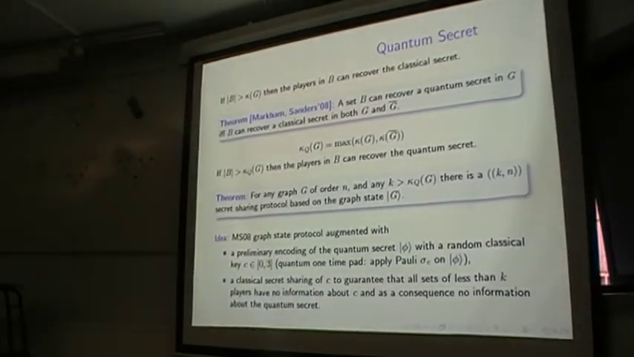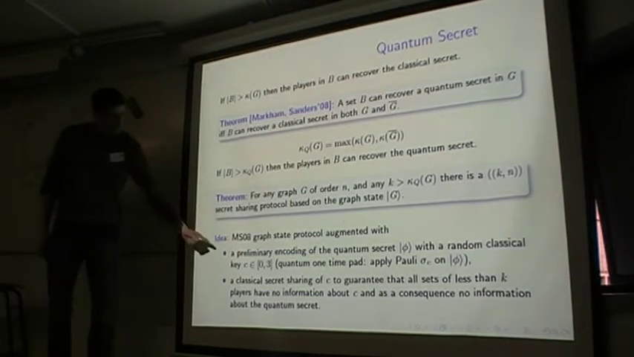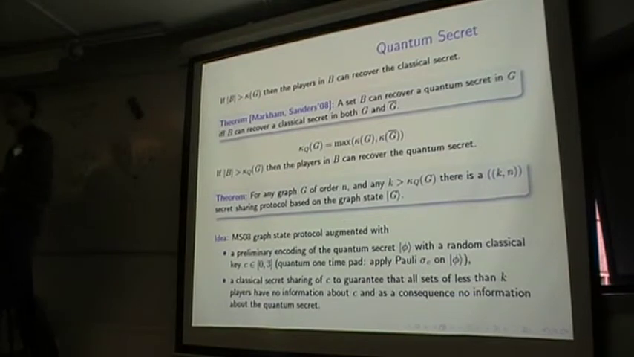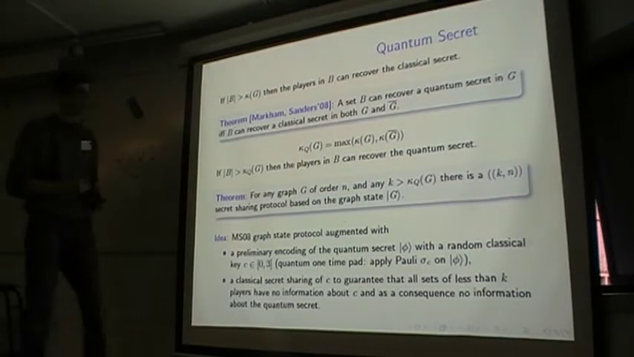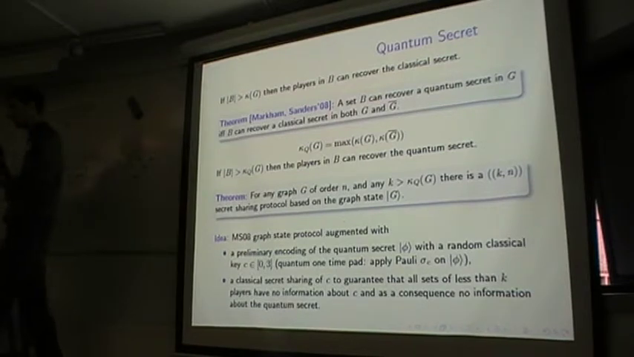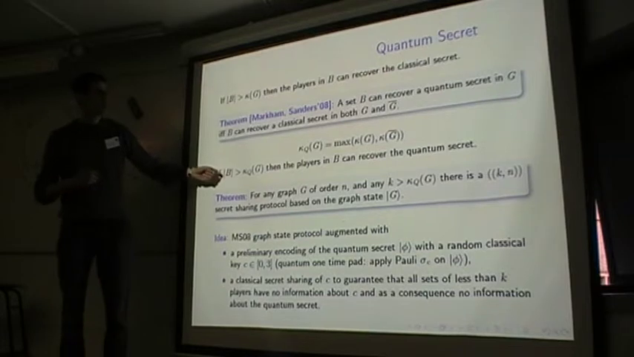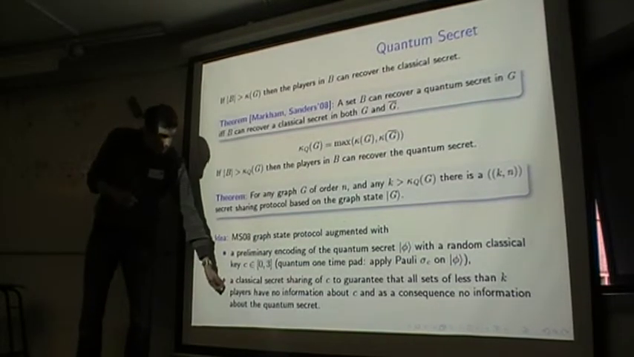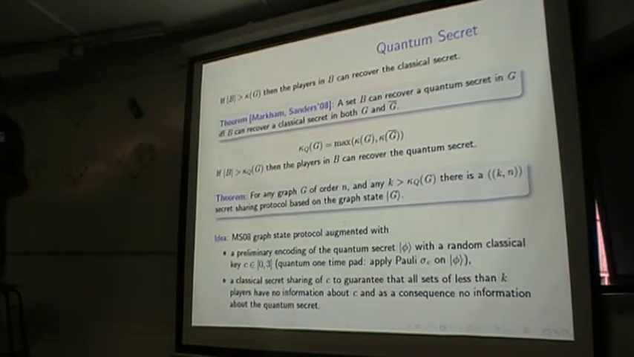And it guarantees that if you don't have the key, you have no information about the quantum secret. So it's the usual quantum one-time pad. And now we take this classical key and we share it to the players using a classical secret sharing scheme. And we choose the threshold of this classical secret sharing scheme to be K. As a consequence, if we take a set of players which is larger than K, they can recover the classical key because of the classical scheme, and they can recover the quantum secret thanks to the previous property. So they can recover the quantum secret.